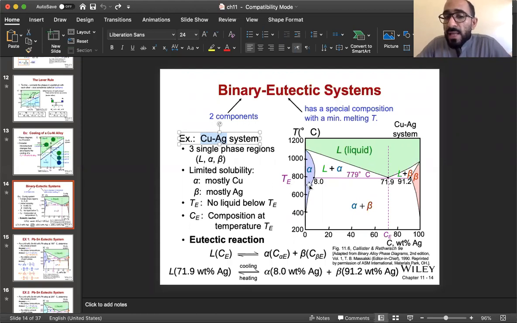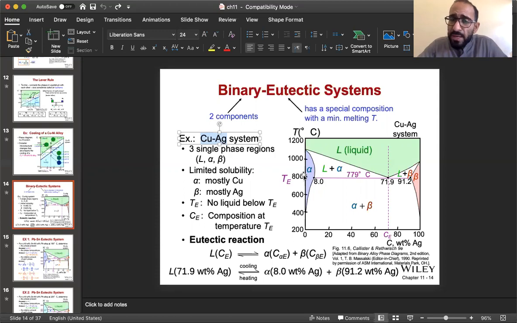Now, you notice that there are two regions here. One is called alpha, one is called beta. Alpha is representing a rich phase of copper, because when you have 0% silver, you have 100% copper, and the phase that exists is alpha, right?